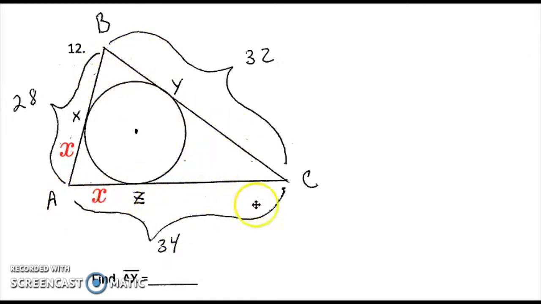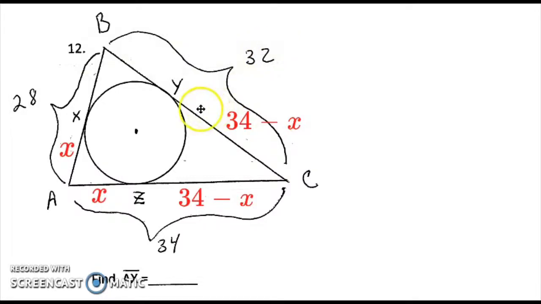Now if this whole thing is 34, and this piece is X, this piece will have to be 34 minus X. So we write down 34 minus X. Now again, these two are the same. So that makes this 34 minus X as well. Okay? Now, to find this piece, we know the whole thing is 32.